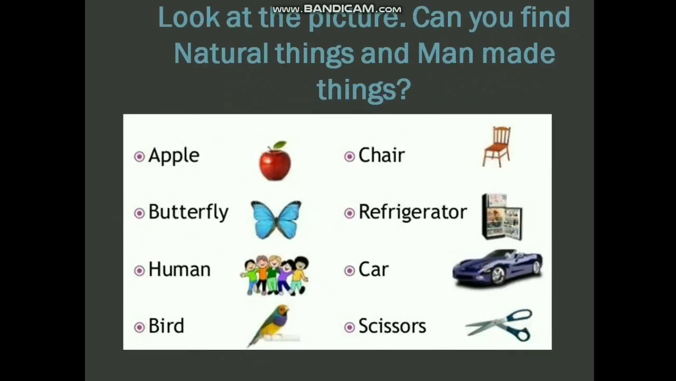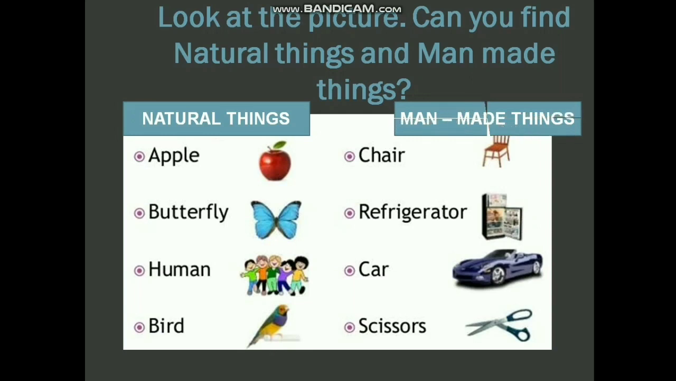Now look at the picture. Can you find natural things and man-made things? Yes, apple, butterfly, human beings, bird are the natural things. Chair, refrigerator, car, scissors are the man-made things. So now your concept is clear of natural things and man-made things.